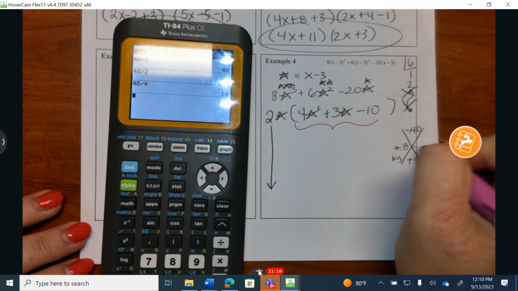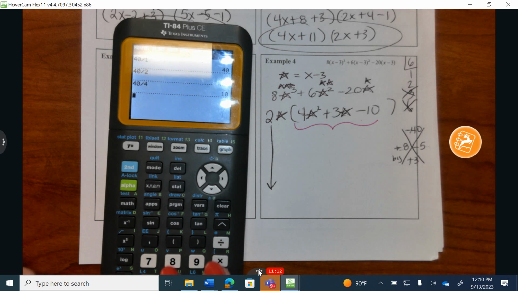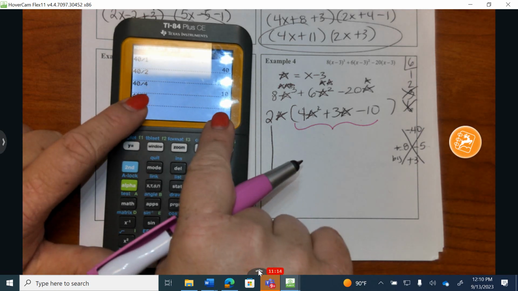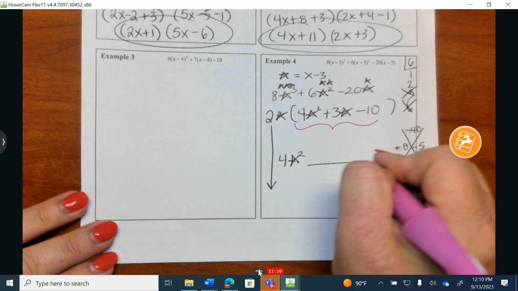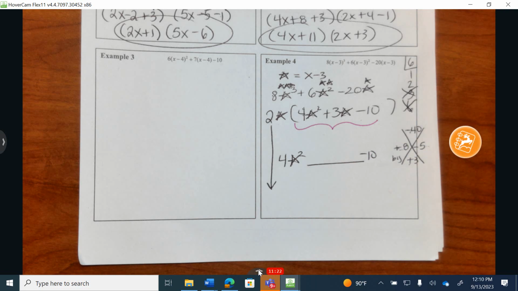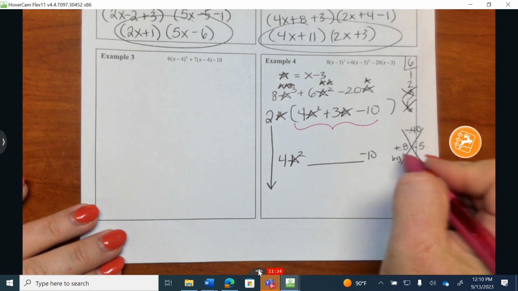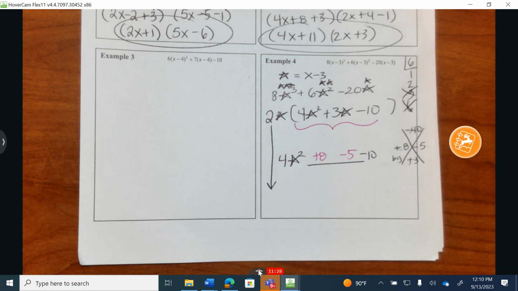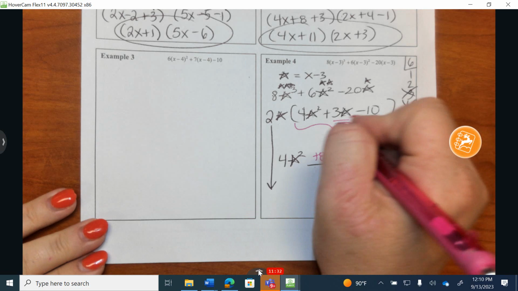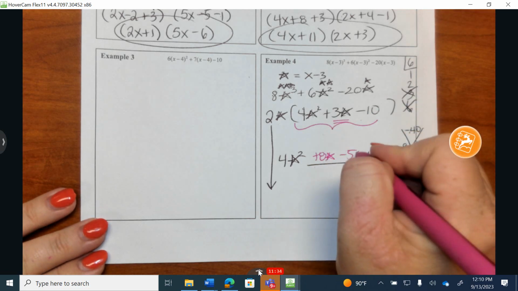Okay, so 8 is the bigger number. So 5 and 8 does have a difference of 3. I write down 4 star squared, leave a blank, and negative 10. In the spot is a positive 8 and a minus 5. Now, if I move forward, it's wrong. Why is it wrong right now? Bring the star. Come back up here. Bring down the star.